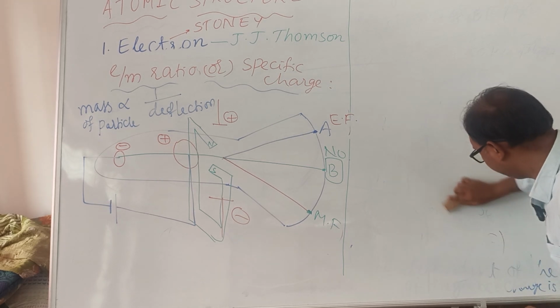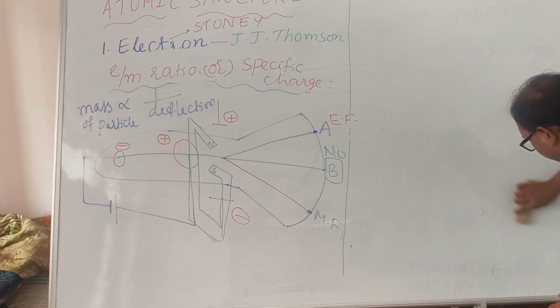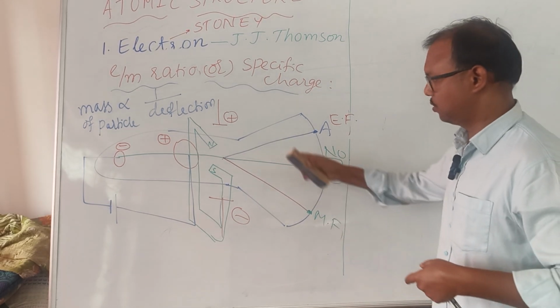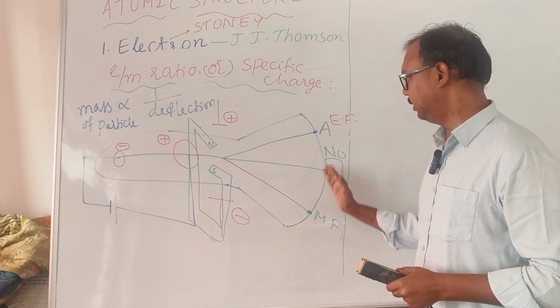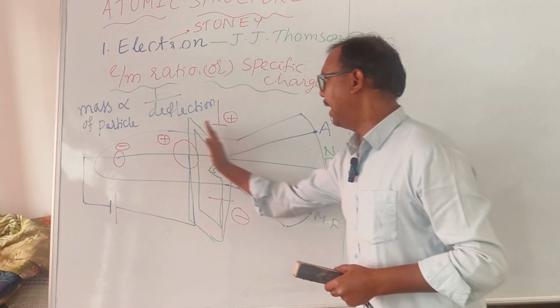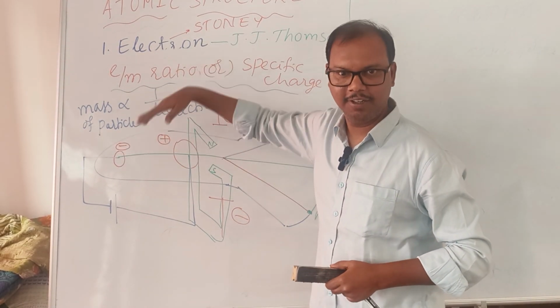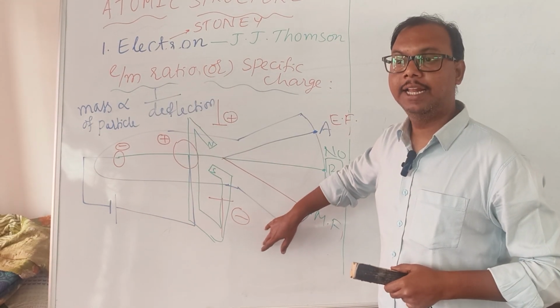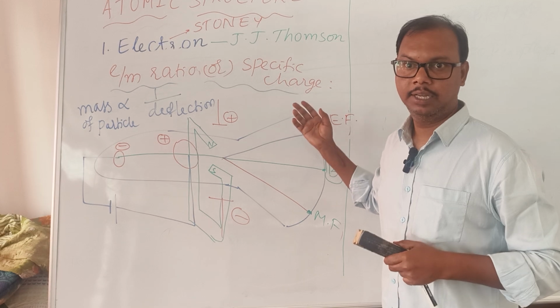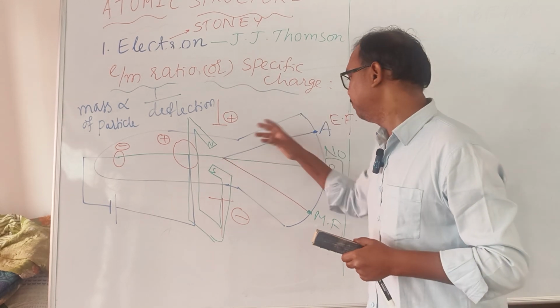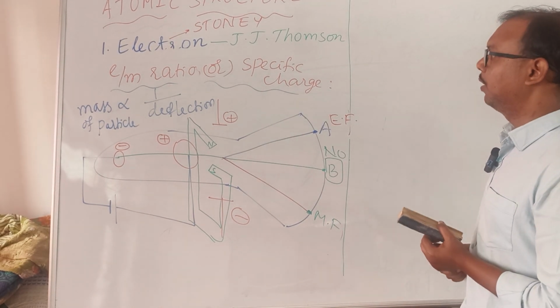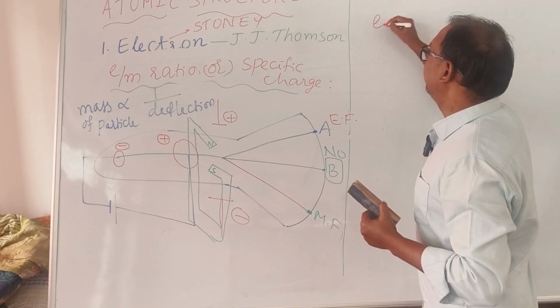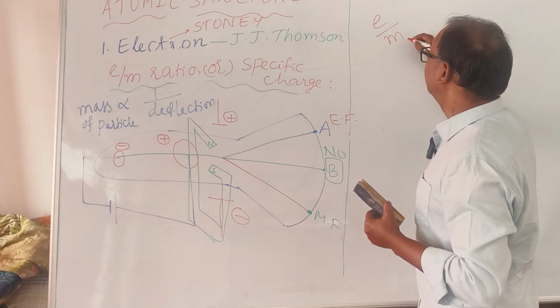See this experimental setup. In olden days, picture tubes, olden days TVs, it will be like this. This is the screen, and the backside dome will be there. You can observe that this is called a cathode ray tube. That's why you see that setup here. He was able to determine e by m of the electron.